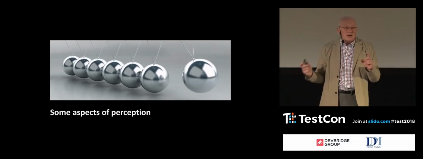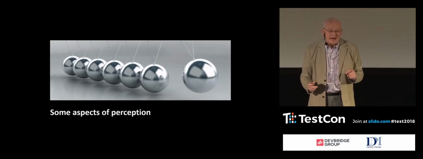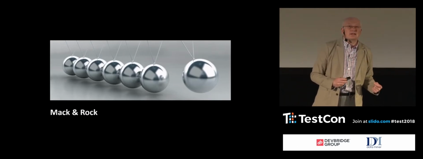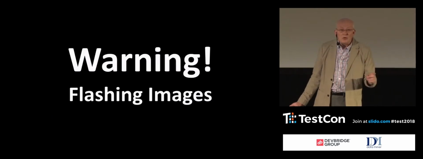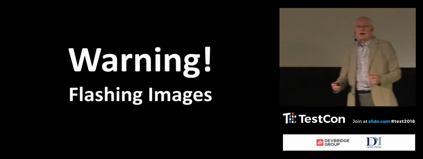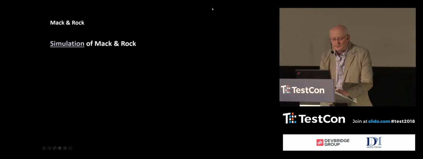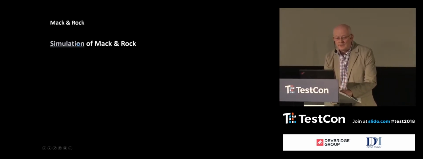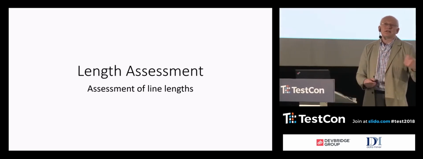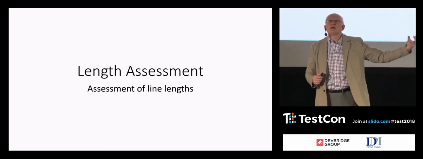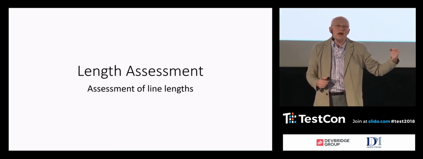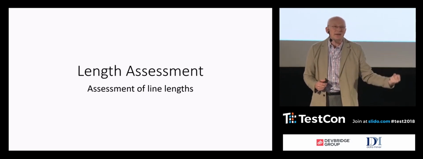Okay, so I'll go through some aspects of perception now. I'll look at some experiments by some people called Mack and Rock. The warning here is that we will now start to see some flashing images. So I'll go into the simulation. Mack and Rock were essentially interested in what would happen if you suddenly presented somebody with an unexpected stimulus, an unexpected object.